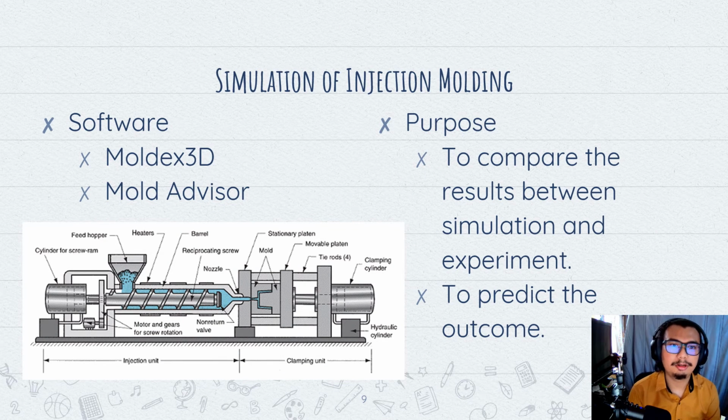Simulation of injection molding. There are many types of software that can run simulation for injection molding. Software that is commonly used is Moldex3D and Mold Advisor. The purpose of using injection molding simulation is to compare the results between simulation and experiment. By doing the simulation, the outcome for the parts can be predicted. Therefore, this can save time and cost, since only simulation is run before the real part is processed.